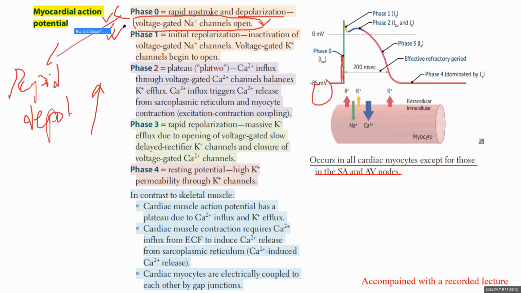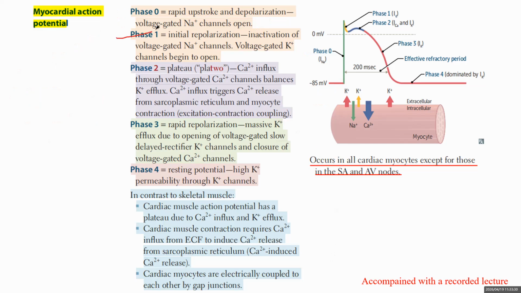That is phase 0. We can simply say that phase 0 is produced by the opening of the sodium channels and more and more sodium influx. This phase is important because it determines the rapid electrical activation of a myocyte. Later on, we have phase 1. What is phase 1? Initial repolarization.